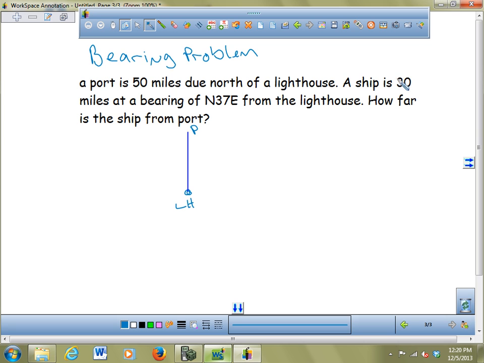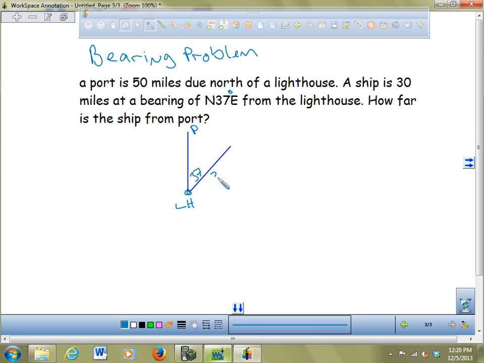Then it says the ship is 30 miles at a bearing north, 37 degrees east. What does that mean? The ship is at a bearing north, 37 degrees east from the lighthouse. So it's going this way at an angle of 37 degrees. You need to learn how to draw those pictures. This angle right here is 37 degrees. You don't have to worry about a plus or minus.